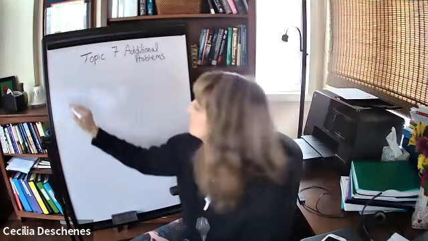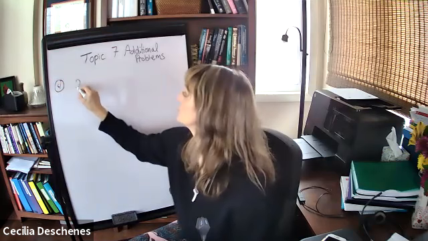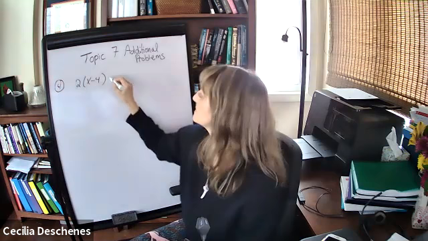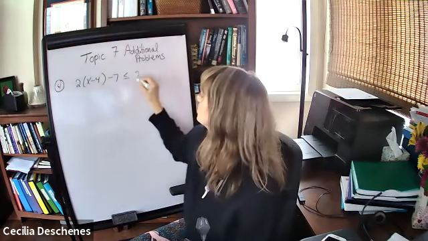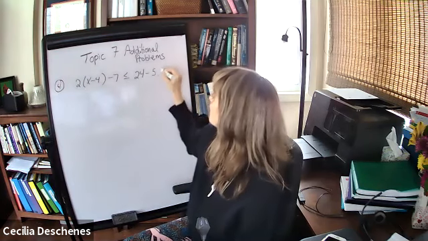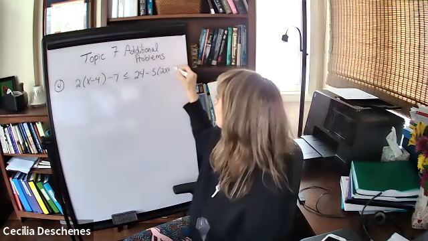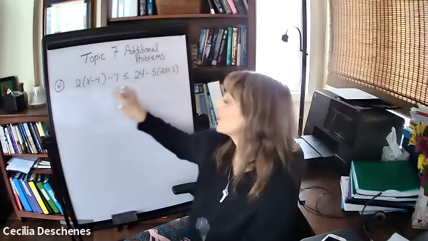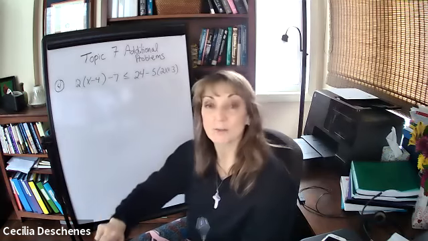The next problem, number 4, says 2 times x minus 4 minus 7 is less than or equal to 24 minus 5 times 2x plus 3. Okay, so it looks kind of complicated, but it doesn't have to be. We're just going to break it down and do each step one at a time.